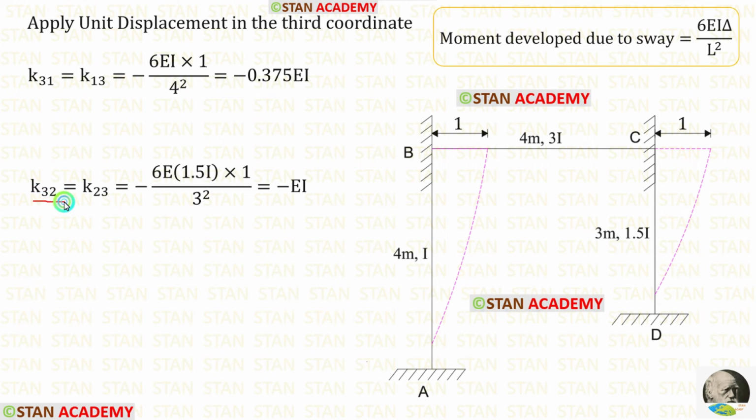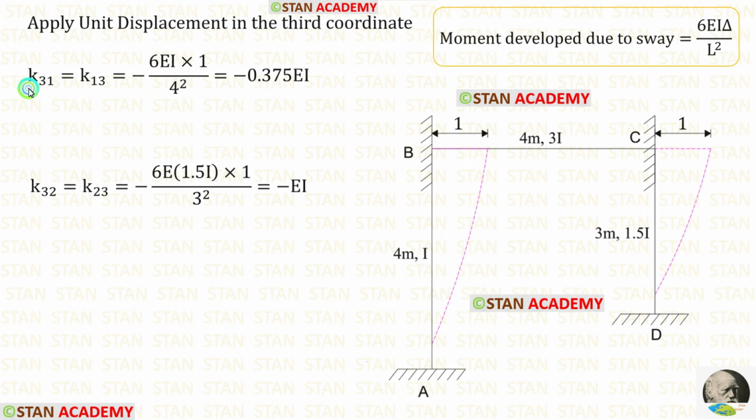Now let us find K32. For that, we have to find the moment in the point C due to the sway. In this formula, let us apply the values. Length of the column CD is 3 meter. Let us apply that. The value of delta is 1. Let us apply that. The moment of inertia for CD is 1.5I. So instead of I, we have to apply 1.5I. Finally, for K32, we are getting minus EI.